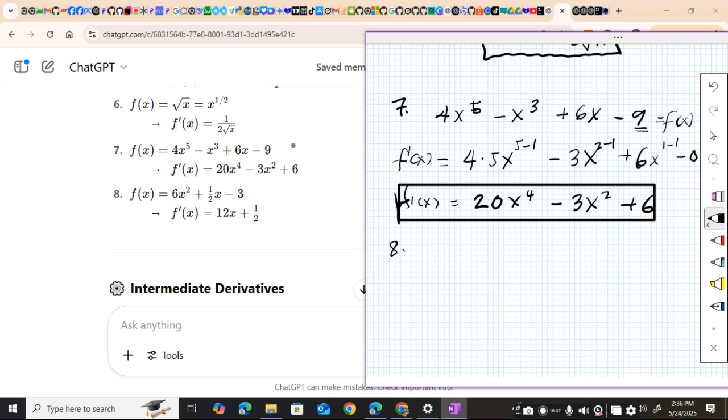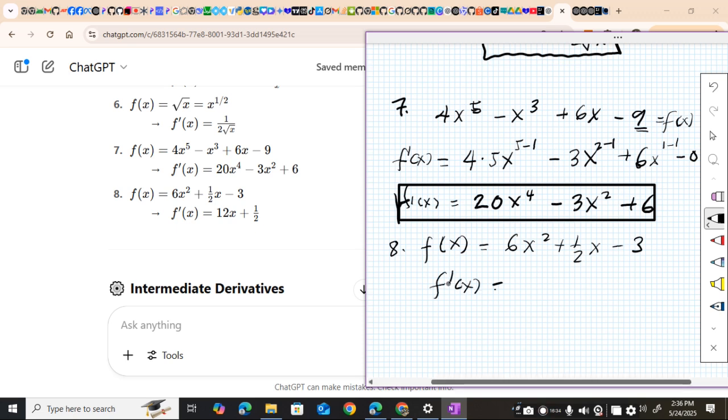So here, for the 8th exercise, f of x equals 6x squared plus 1 half x minus 3. So our f prime of x is simply, again, you bring down the 2, so 2 times 6 is 12. And then we subtract 1 to 2, so 2 minus 1 is just 1, so we don't need to write it anymore. So it's x raised to 1, that's understood already, plus 1 half multiplied by the power of x, which is 1, so it's still 1 half.